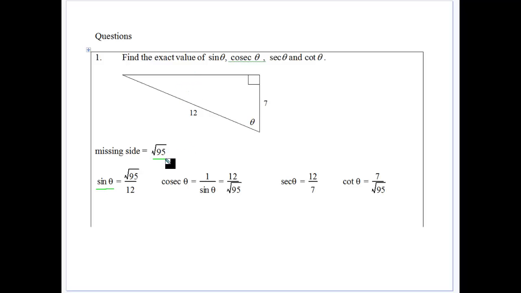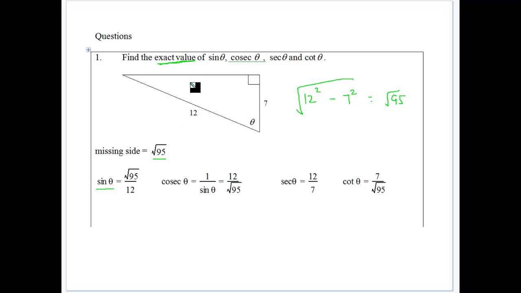Now we get our missing side as root 95 by Pythagoras' theorem. So the square root of 12 squared minus 7 squared gives us our missing side, and that's where we get the square root of 95 from. We're leaving it like that because we want the exact value. Now we're going to do a lot more with exact values in trig, which means we don't want decimal approximations. We need to leave our sides in that square root form. We can't simplify it down.